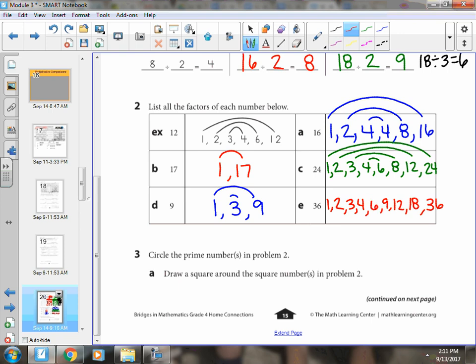Does 7 work? No, 7 times 5 is 35. 8, let's see. 8 times 4 is 32. 8 times 5 is 40. Does 9 work? Yes, 9 works. 9 times 4. And 9 is already up there. That's when you know you have them all.